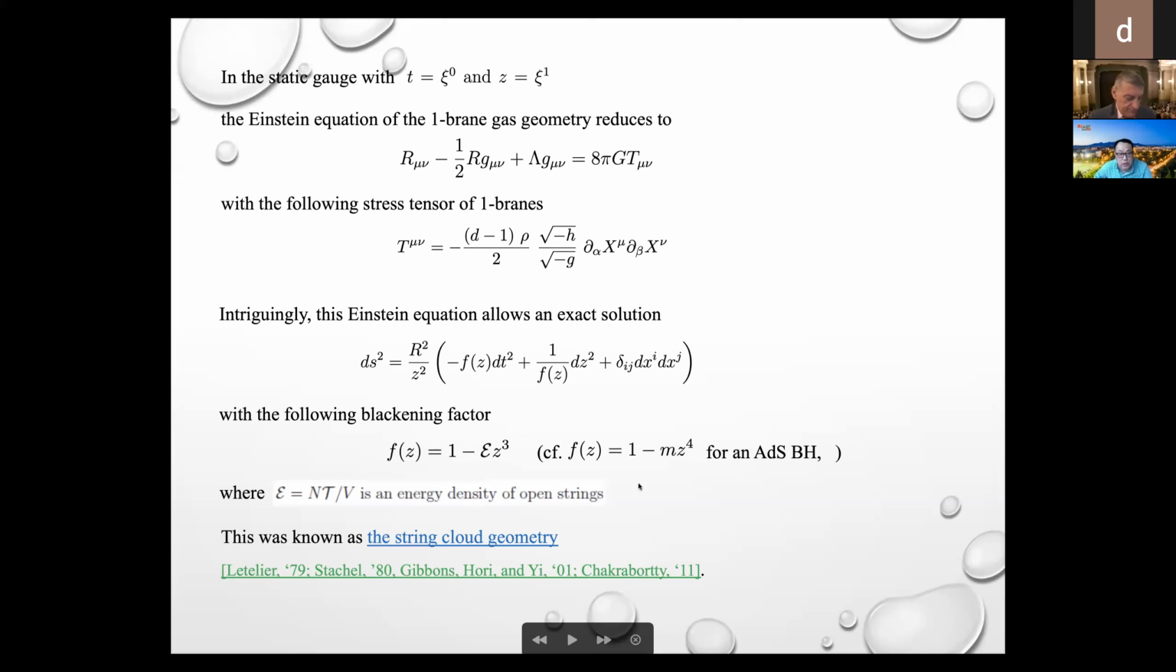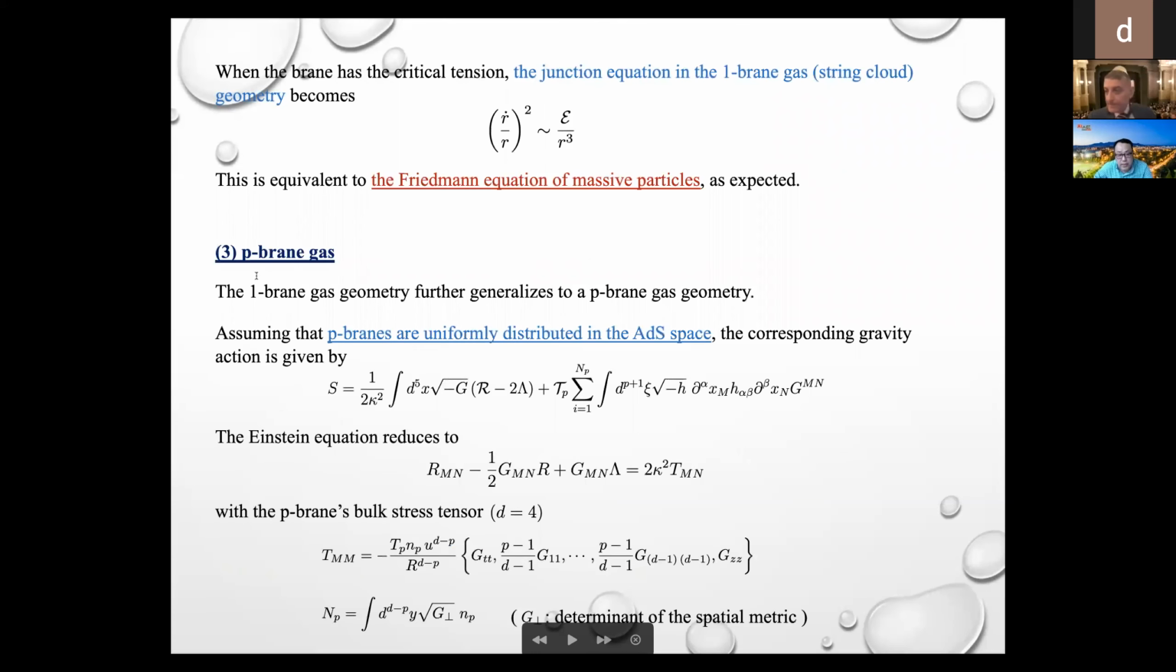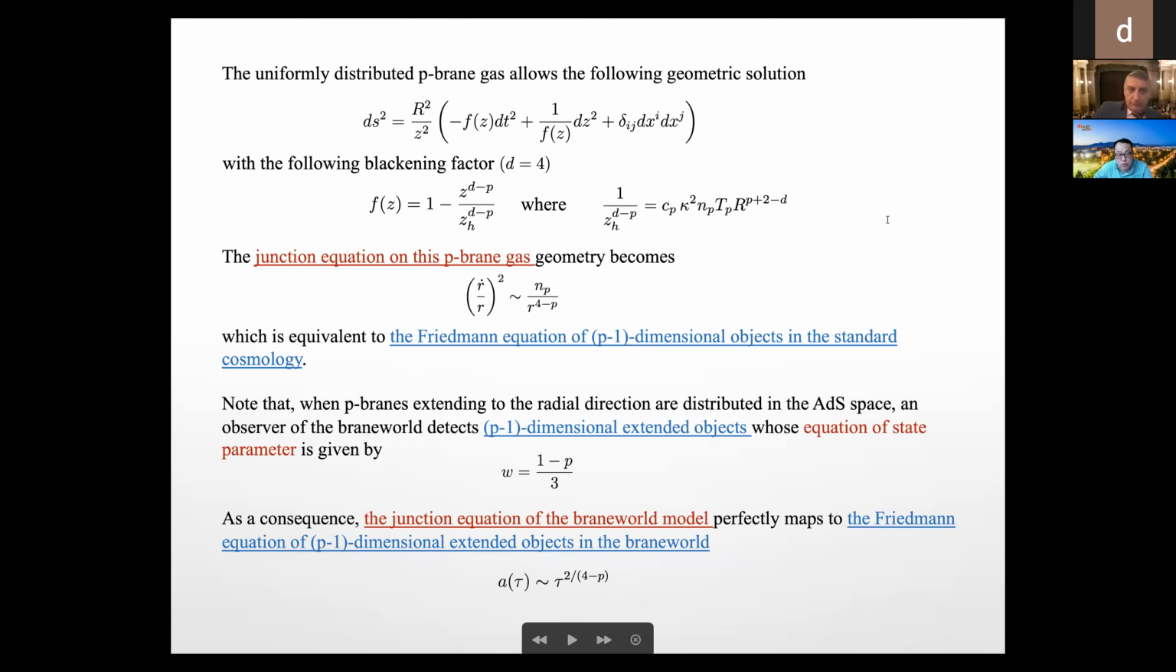This is generalized to any p-brane gas. If we generalize the previous one-brane gas geometry, then we obtain these types of solution. Here, sorry, G is 1 over R. So this is the general p-brane gas geometry when you consider a p-dimensional p-brane gas in AdS space.